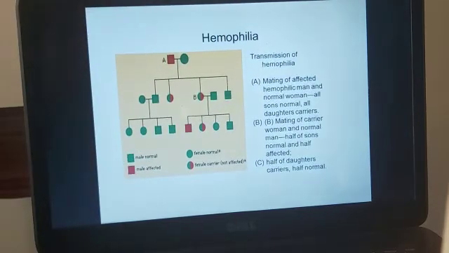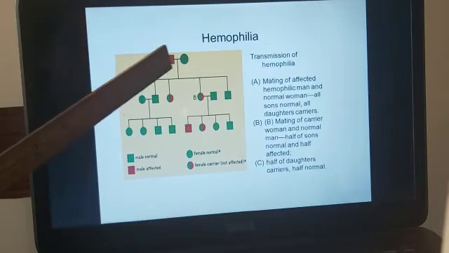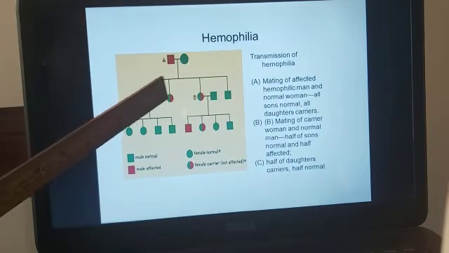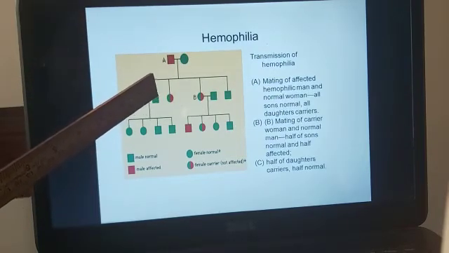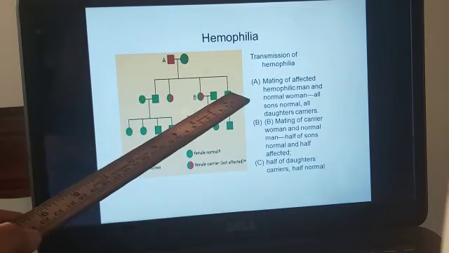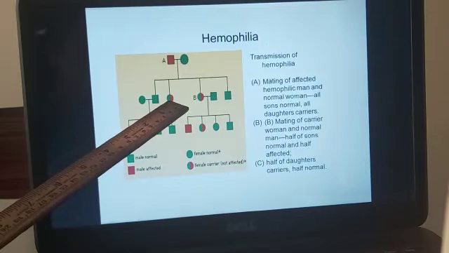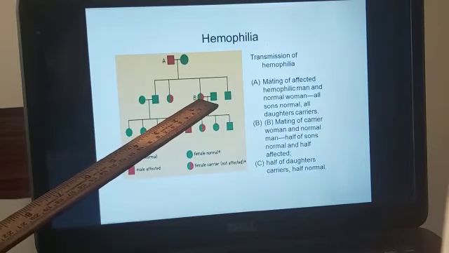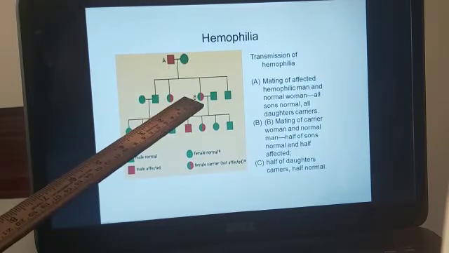All the sons are normal and all the daughters are carriers. So here you can see four children. Male is normal, male is normal. One female is carrier, one female is carrier. So these four children are shown.